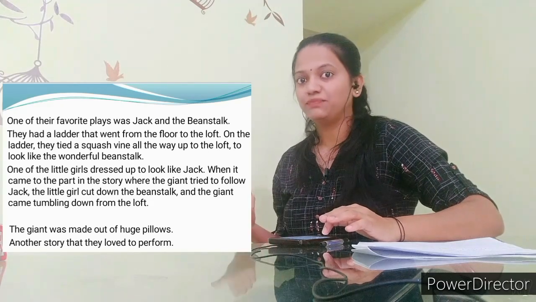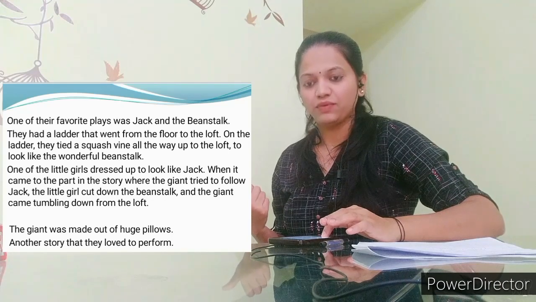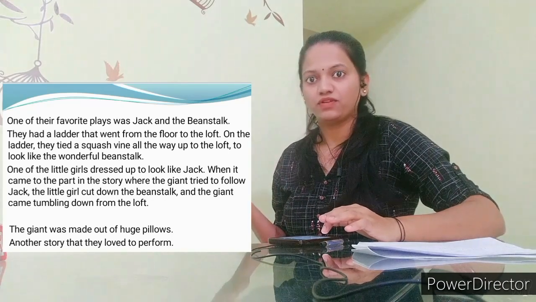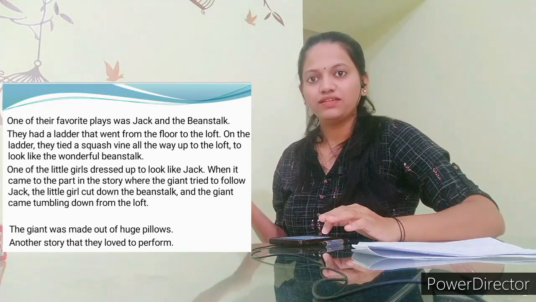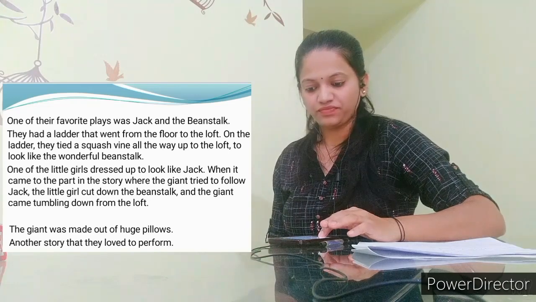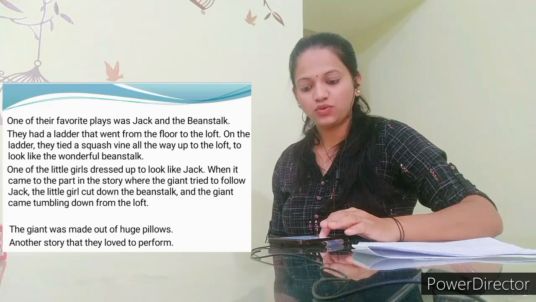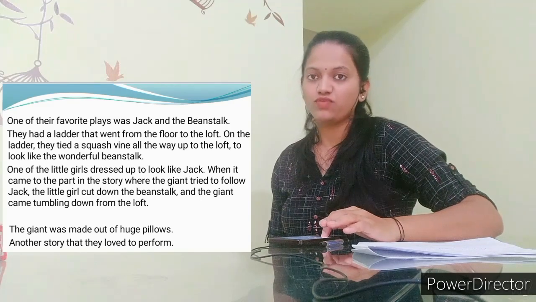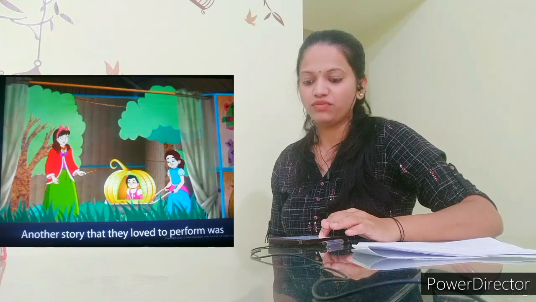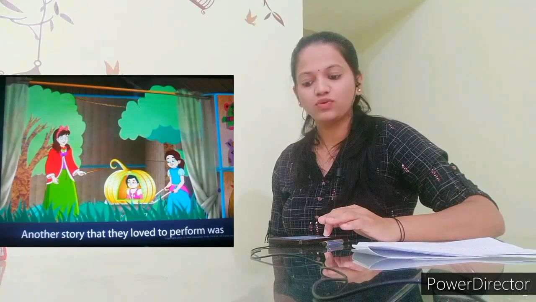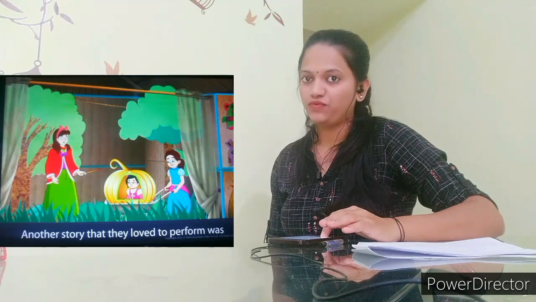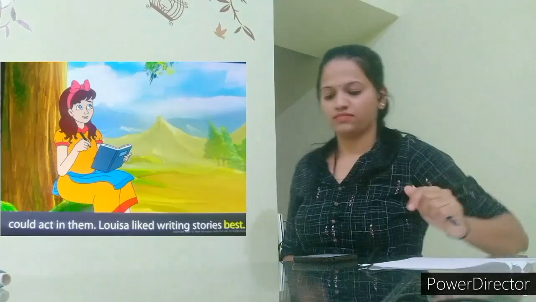As you are able to see on your screen, how they try to make a setup for their story. Let's move towards the further part of the story. Another story that they loved to perform was Cinderella. They made a pumpkin carriage out of the wheelbarrow. Cinderella rolled away in it, right down the aisle, when the fairy godmother waved her wand.